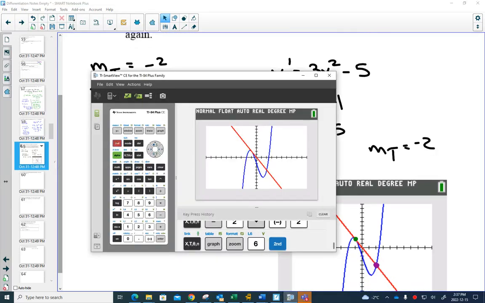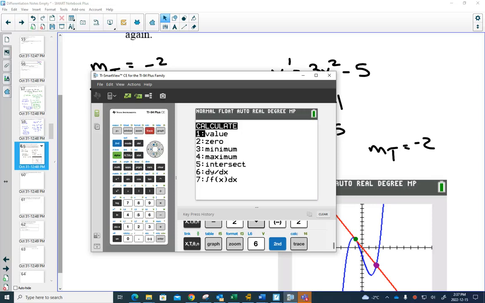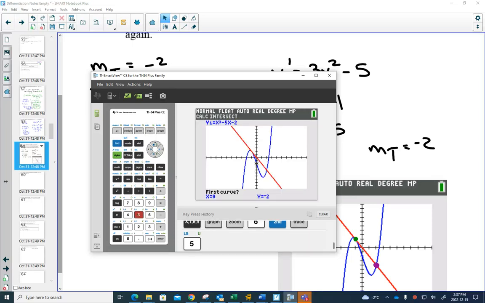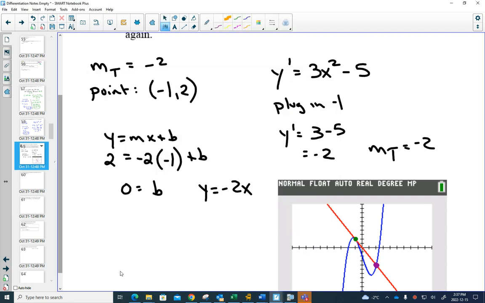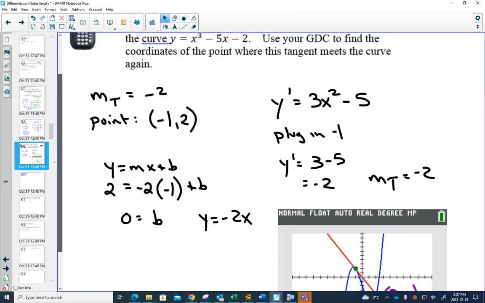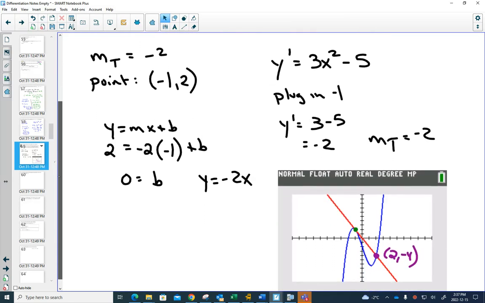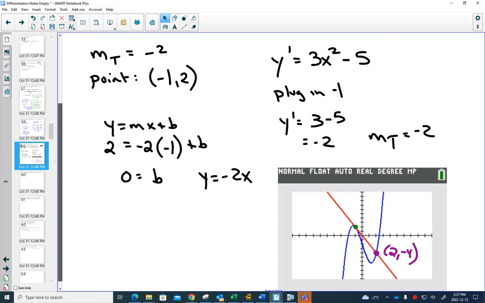So I go to my graphing calculator. I want to find out where these two graphs intersect. Your graphing calculator will always find the one that is nearest. So if you use your cursor to get closer to this one and push enter once, twice, a third time, it will find that second one at 2, -4. So we can answer the question: it meets the curve again at 2, -4.